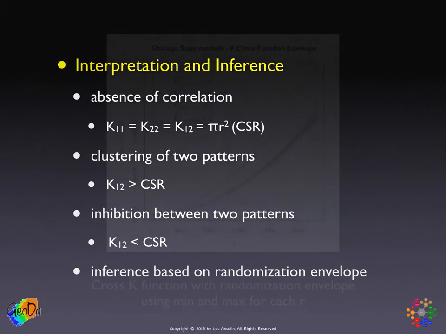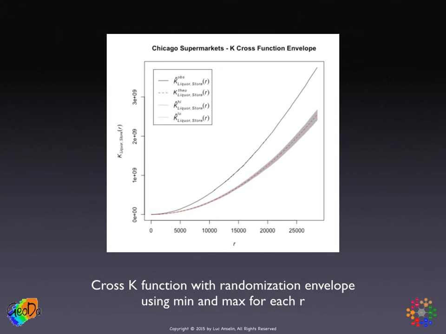In the Chicago example, we look at the bivariate, the multi-point pattern, where we take the liquor stores as pattern 1 and the supermarkets as pattern 2, and we see a very strong evidence of clustering of the two. So the reference line for complete spatial randomness is the dashed red line. The gray zone is the randomization envelope, and the cross-K function is the black line above this, suggesting clustering. So this is a K function.